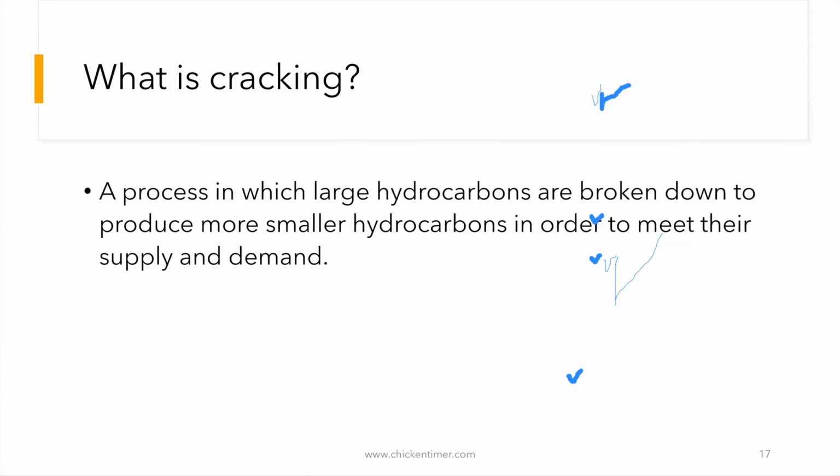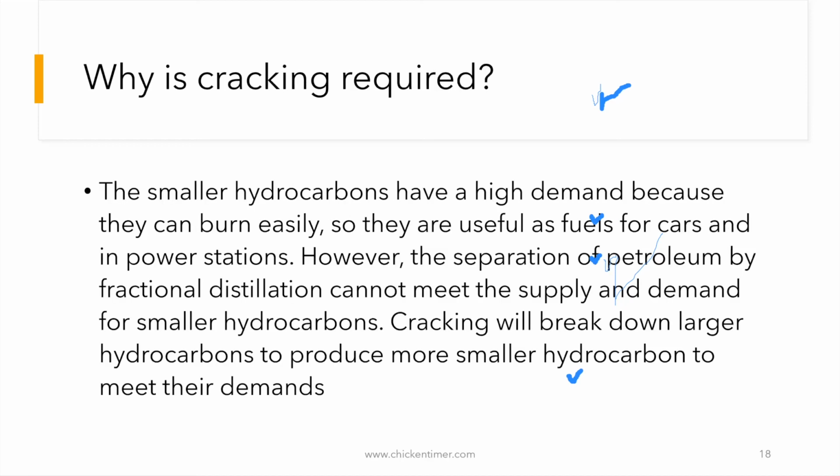So then back to cracking, a process where large hydrocarbons are broken down to produce smaller hydrocarbons. So in this case, bitumen and lubricating oil are broken down into smaller fractions like petrol and your natural gas and maybe kerosene. You do that to meet the demand and the supply, because there are more people who want to buy petrol than the number of people who want to buy bitumen. So there is this question, they ask why cracking is required. There is the reason that I gave you just now. You will see that in more detail later.